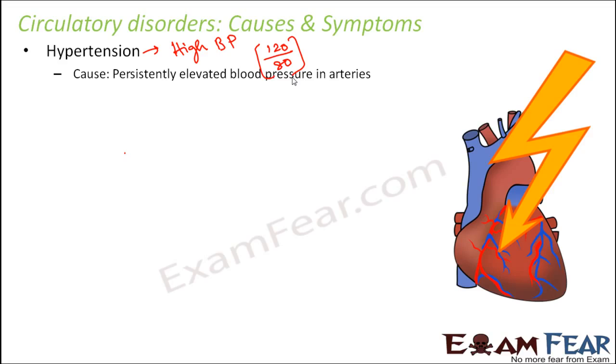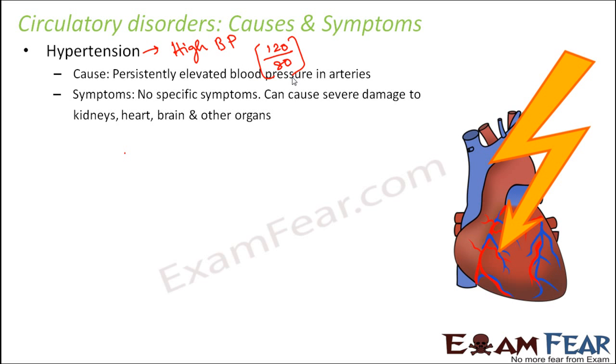Now some of the symptoms and cause. The cause is persistently elevated blood pressure in the arteries. There are no specific symptoms as such, but this can cause severe damage to kidneys, heart, brain and other organs. Sometimes when the blood pressure goes too high, it can cause heart failure, heart attack, or it can even cause a stroke in your brain. So that means it can be fatal.